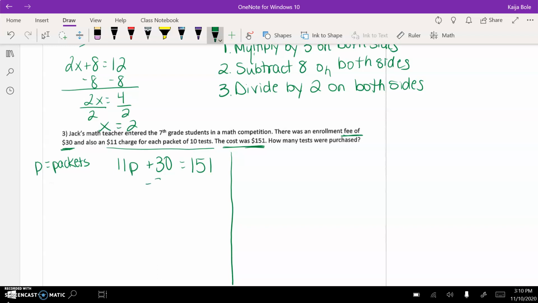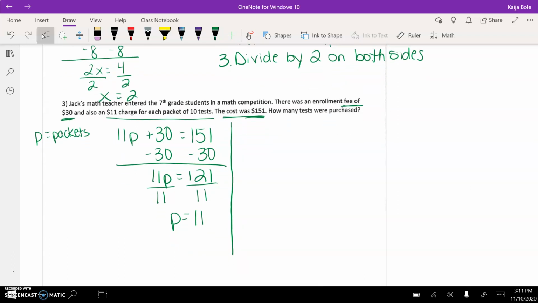So then I can go in and solve this. So subtract 30. So 11p equals 121. And then I'm going to divide by 11 on both sides. So you would get p equals 11. Okay. Now, the problem with this setup is that that's not what the question asked for.